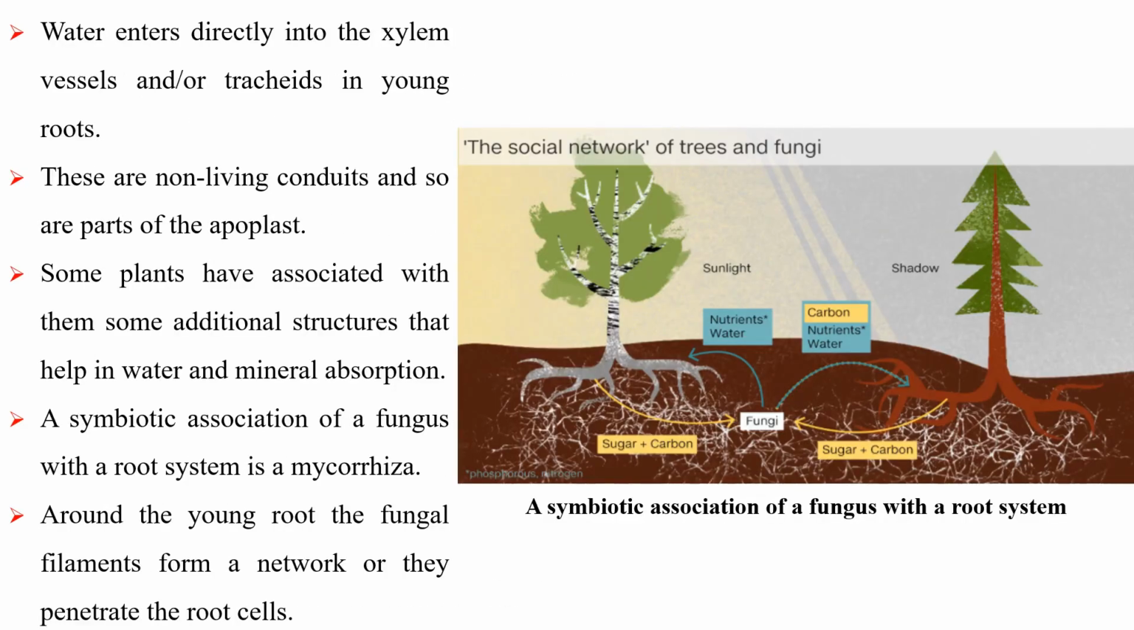Water enters directly into the xylem vessels and/or tracheids in young roots. These are non-living conduits and so are parts of the apoplast. Some plants have additional structures associated with them that help in water and mineral absorption. A symbiotic association of a fungus with a root system is a mycorrhiza. Around the young root, the fungal filaments form a network or they penetrate the root cells.